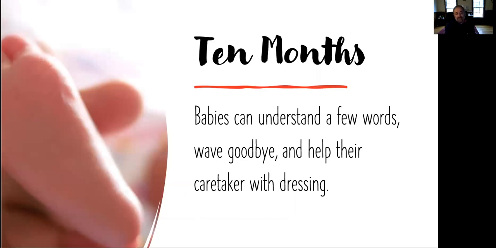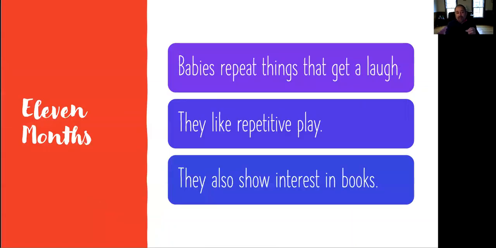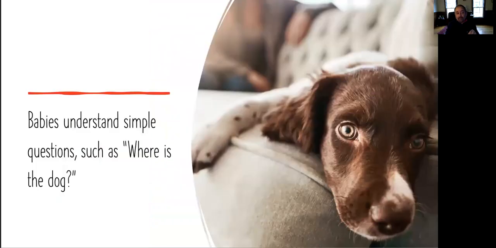10 months, babies can understand a few words. They can wave goodbye and help their caretaker when dressing. 11 months, babies repeat things that get a laugh. They also like repetitive play. You can watch them at that age. They would like you to play the same cartoon or show while you're feeding them, that's what their thing is all about. They also show interest in books at 11 months of age.